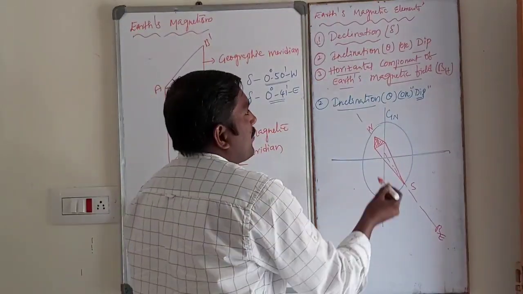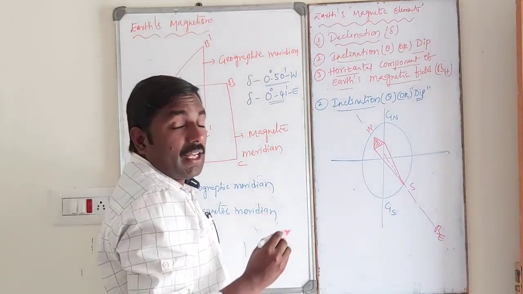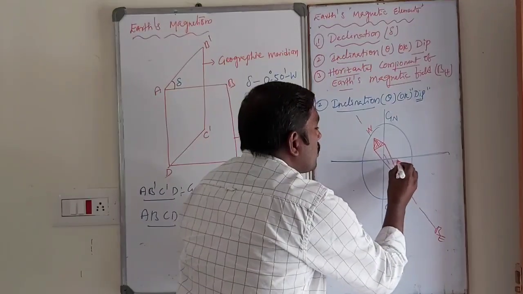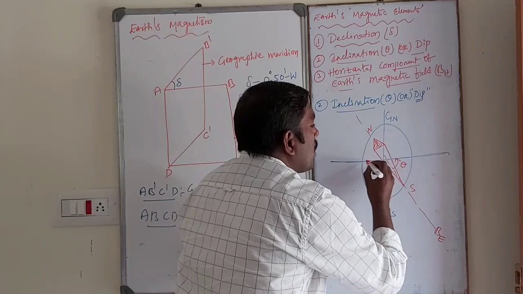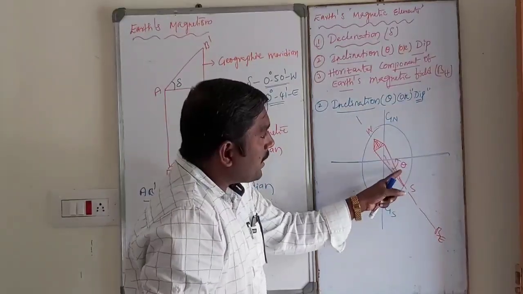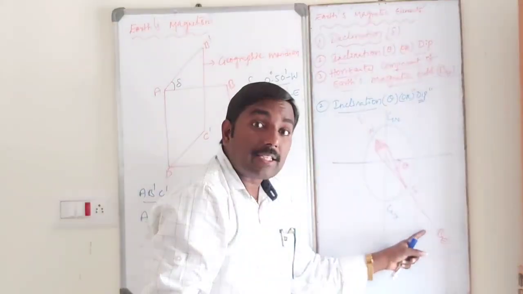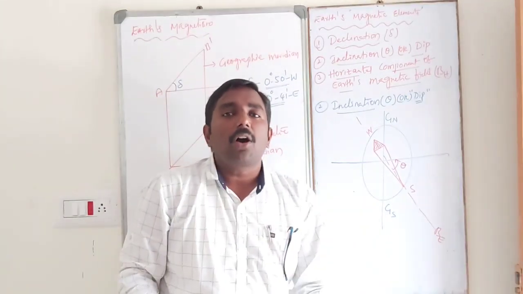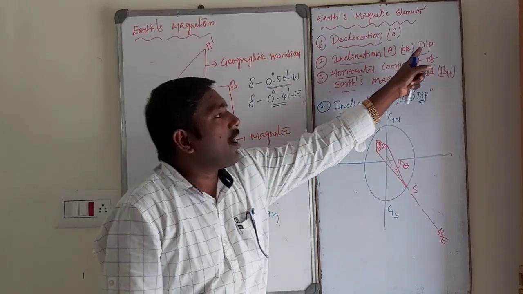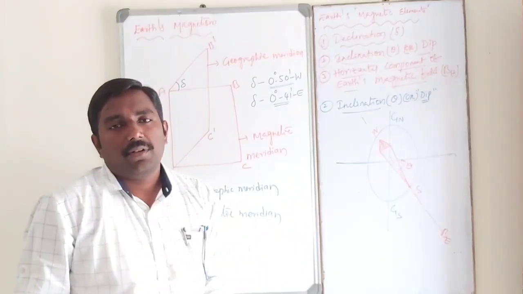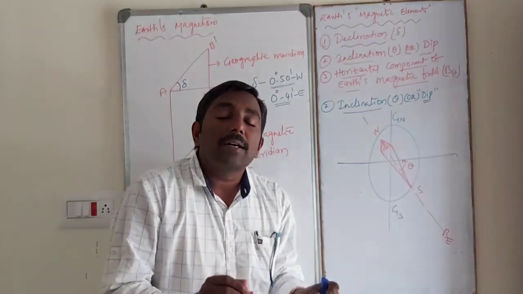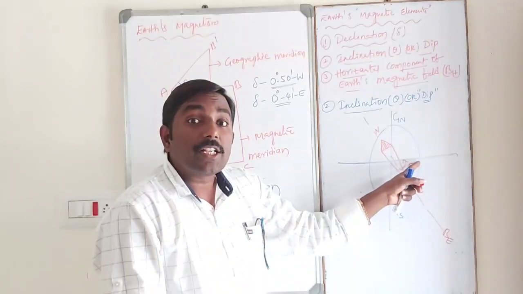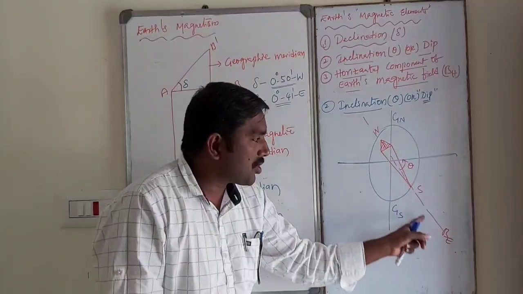Okay? Inclination or dip means the angle made by the Earth's resultant magnetic field with the horizontal, with this horizontal line. The angle made by the Earth's resultant magnetic field with the horizontal in the magnetic meridian is called inclination or dip. That is the simple definition. The angle made by the Earth's magnetic field or Earth's resultant magnetic field with the horizontal in the magnetic meridian. It comes in the magnetic meridian.